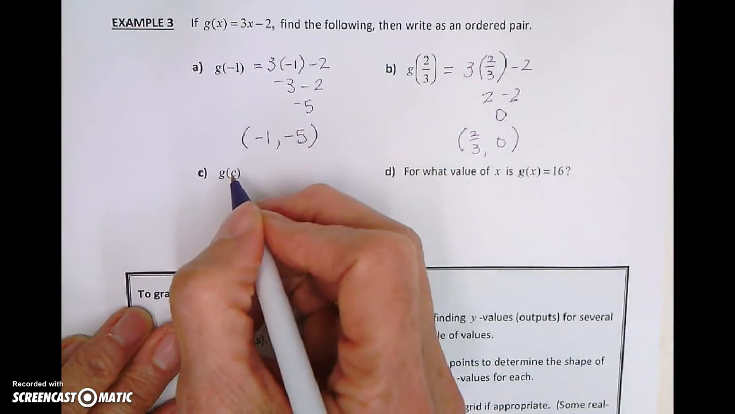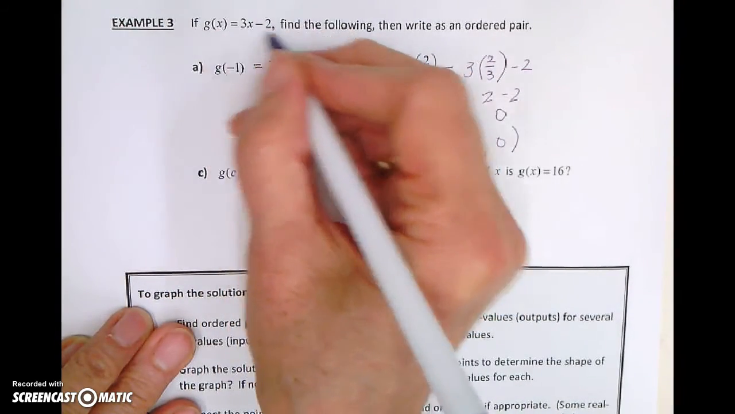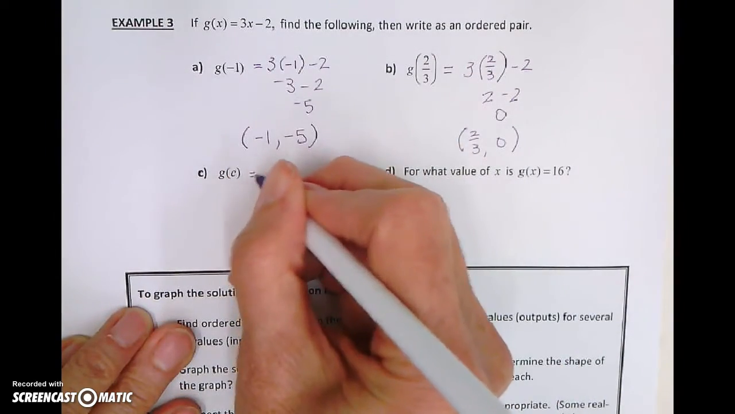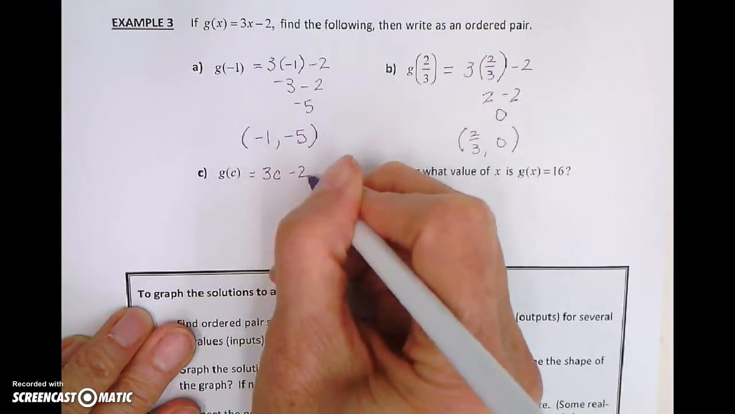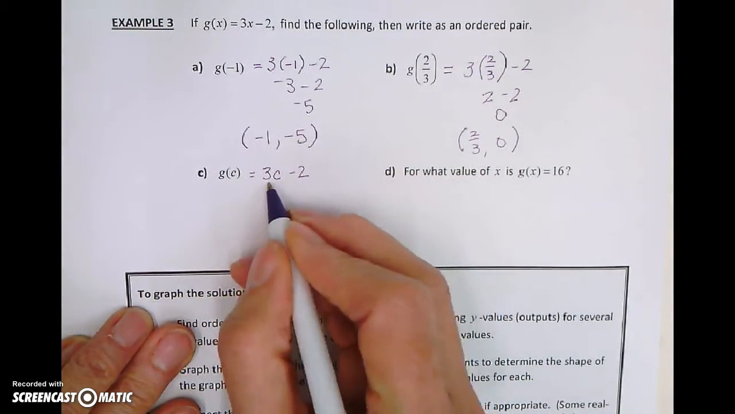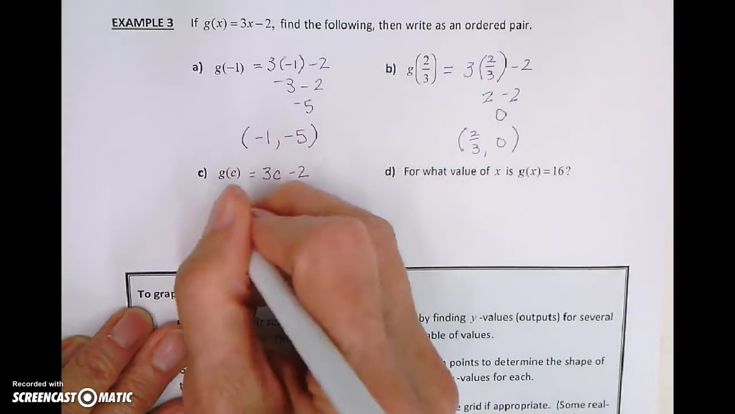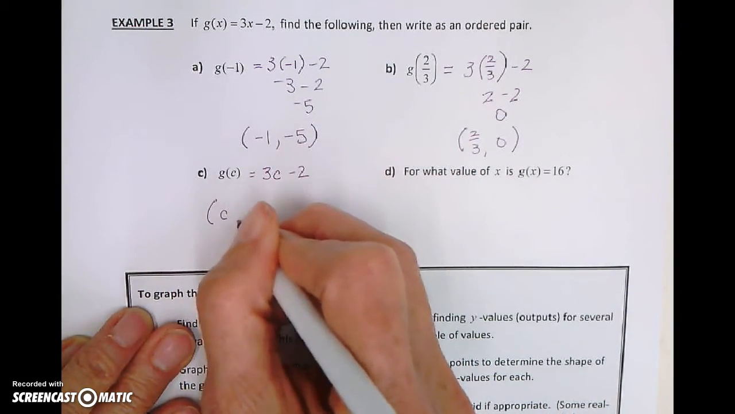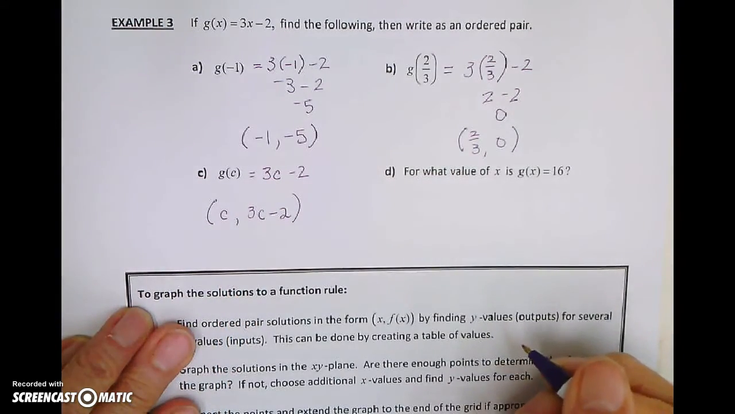Oh, G of C, what does that mean? It just means I'm going to take C and I'm going to put it in for x in the G function. So this is now going to say 3, and in place of the x, I'm going to put a C, and then minus 2. Since these are not like terms, I can't combine them, and that's just my answer. So I would write my ordered pair as C, comma, 3C minus 2.